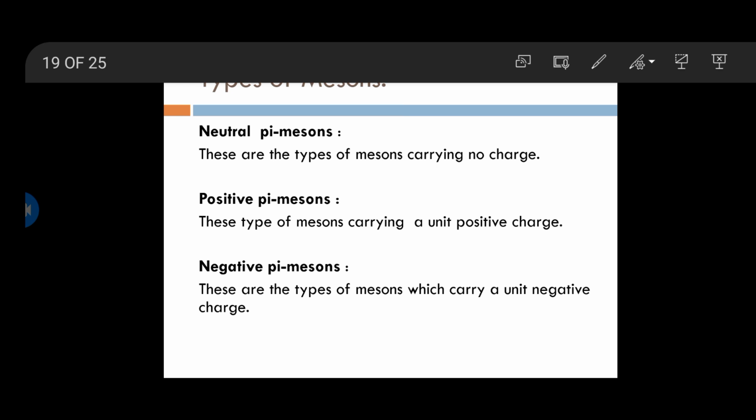Now we will discuss the behavior of these mesons for different ranges. At shorter range, between 0.5 to 1 Fermi, exchange of the mesons is probably responsible for the major nuclear binding. At much shorter range, approximately 0.25 Fermi, exchange of mesons with energy equal to 783 mega electron volt may contribute to the repulsive force.